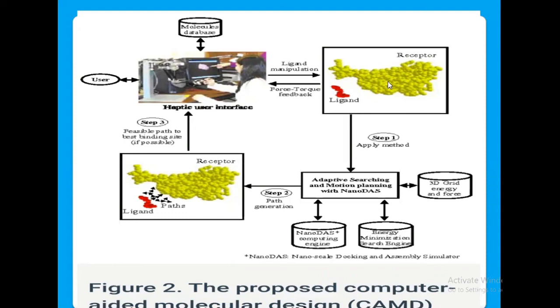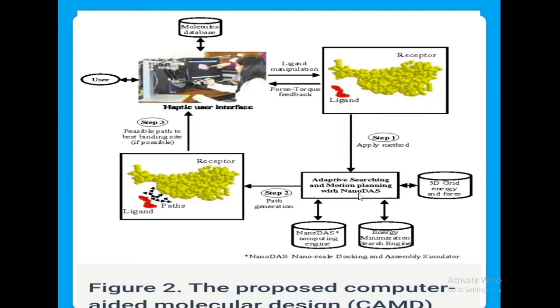This is a receptor. The yellow color one is a receptor. Receptor is a target. This is the ligand. That is, the ligand is your drug, the molecule for which you are going to use the CAMD study. So the ligand is taken, the red color, and this is the receptor. When the ligand binds with the receptor, you are going to design the structure. What is going to happen there? So step 1, apply the specific method for receptor ligand study.